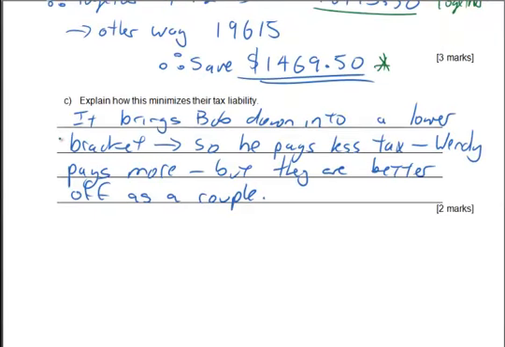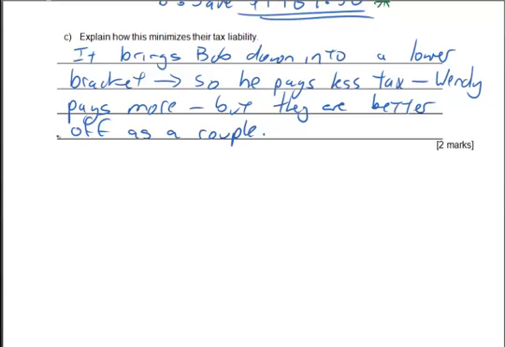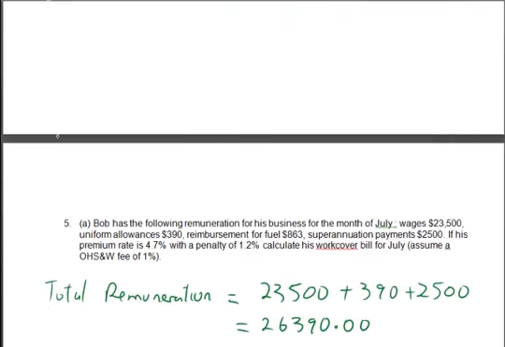So why does it minimise their tax liability? It brings Bob down into a lower tax bracket, so he has to pay a lot less tax. It does push Wendy up, but together, as a couple, they save money. So it's dropping down into another tax bracket, so you save the money that way.